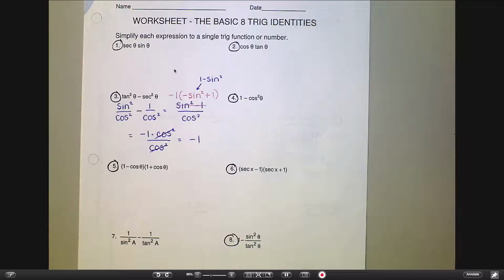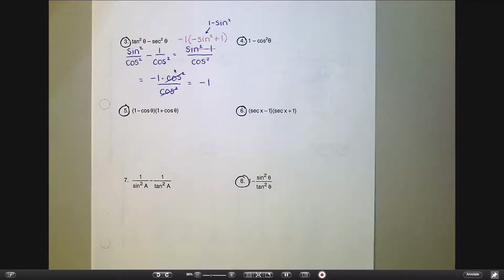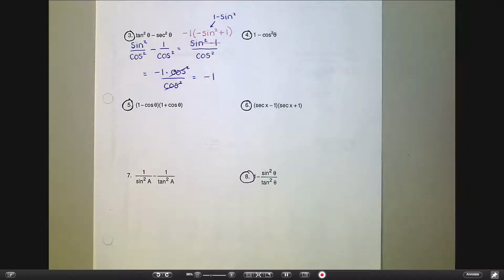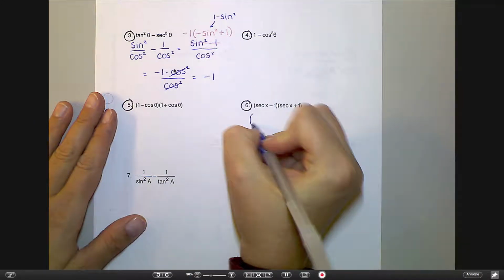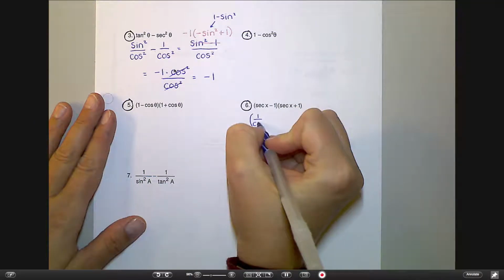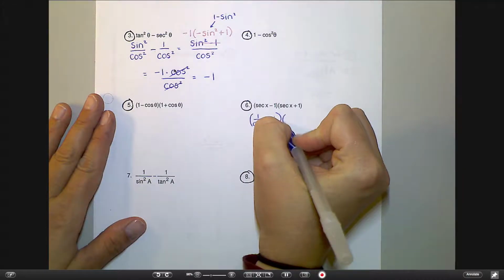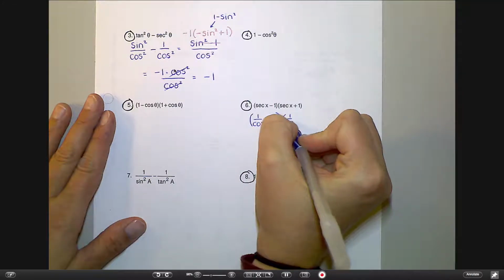What was the other one, number 6? Yeah. Okay. Number 6. Okay, so secant x minus 1, secant x plus 1. Okay. Well, I don't want to break the mold, so I'm going to go ahead and convert to sines and cosines first. Secant is the reciprocal of cosine. So I'm going to really make this 1 over cosine minus 1, and then 1 over cosine plus 1.